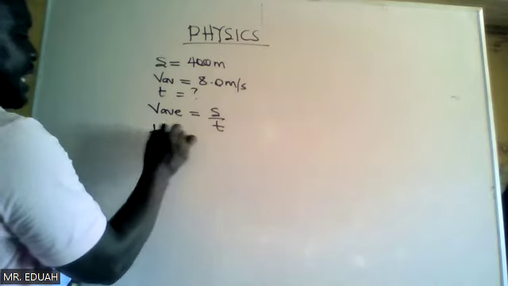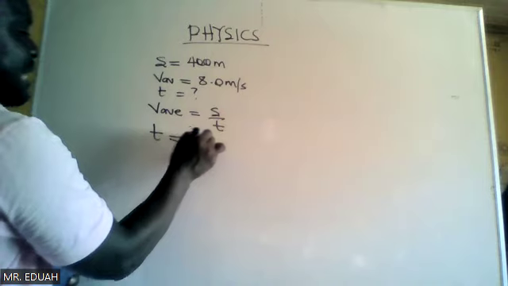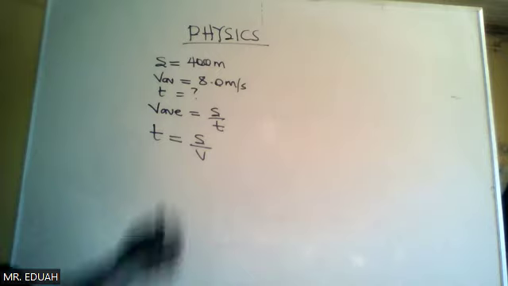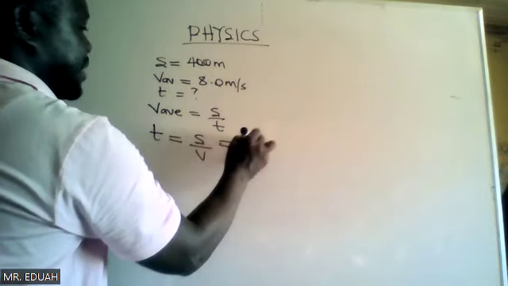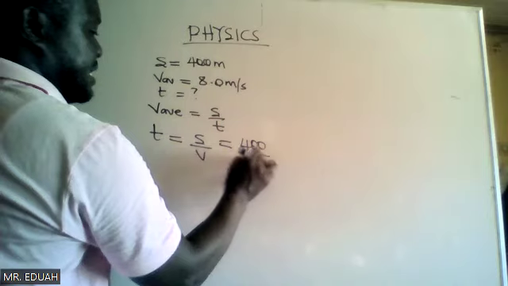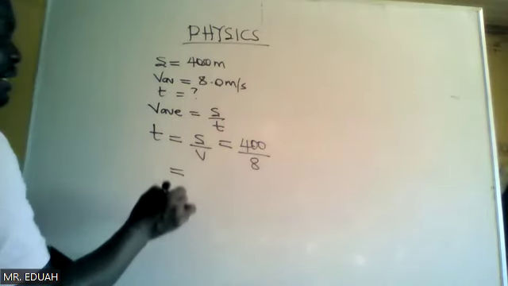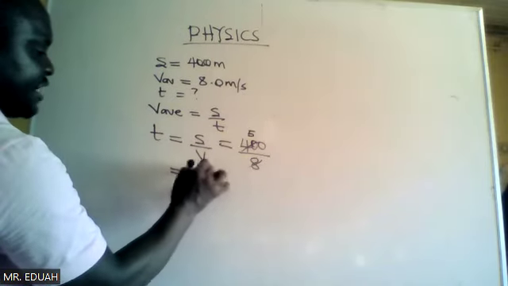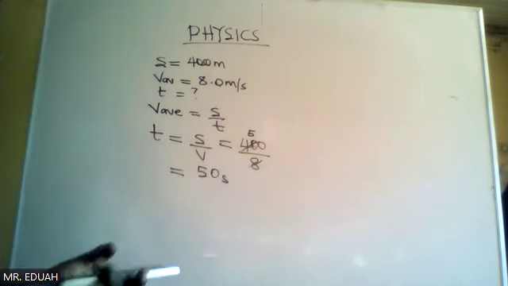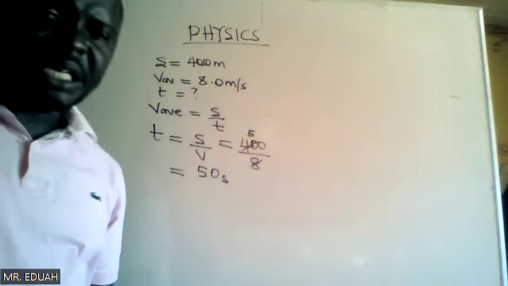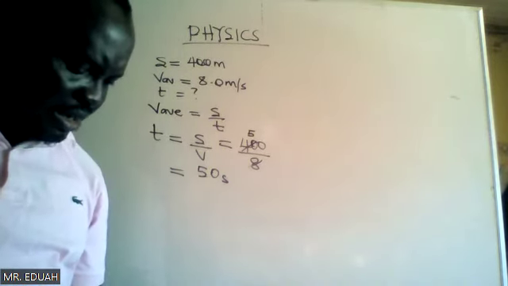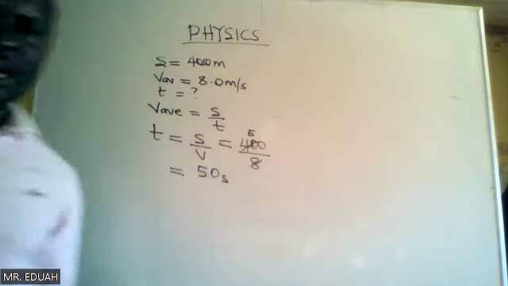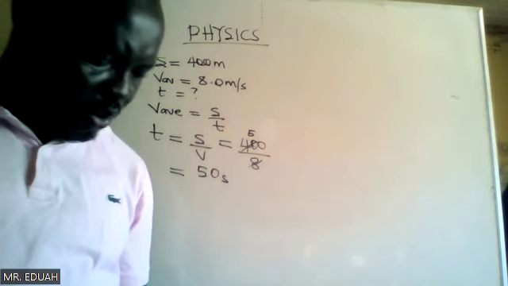So if I'm looking for time, when I make time the subject, I have the distance over the average speed. And so 400 over 8 must give you the time that will be used. This is 50 seconds, the time needed for this race. So the obvious answer there is the second one. This is a simple question.